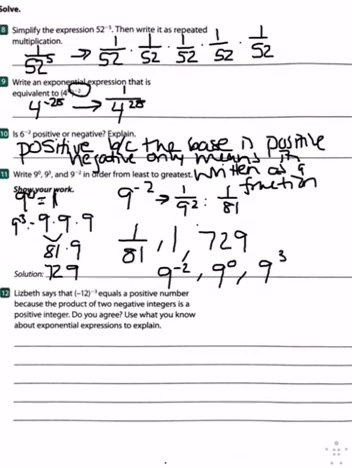Number 12. Lizbeth says that negative 12 to the negative third equals a positive number because the product of two negative integers is a positive integer. Do you agree? Use what you know about exponential expressions to explain. So before we do anything, we're going to rewrite the problem as 1 over 12 to the third power. And it's a negative 12 because the base number stays the same. We're then going to write it out as 1 over negative 12 3 times.